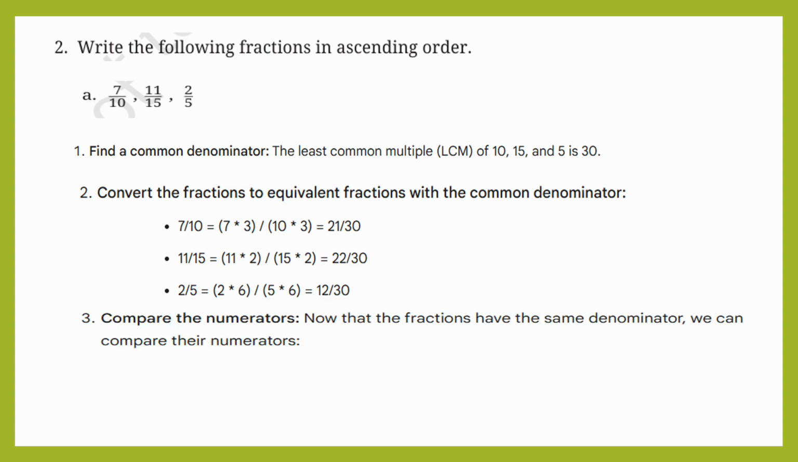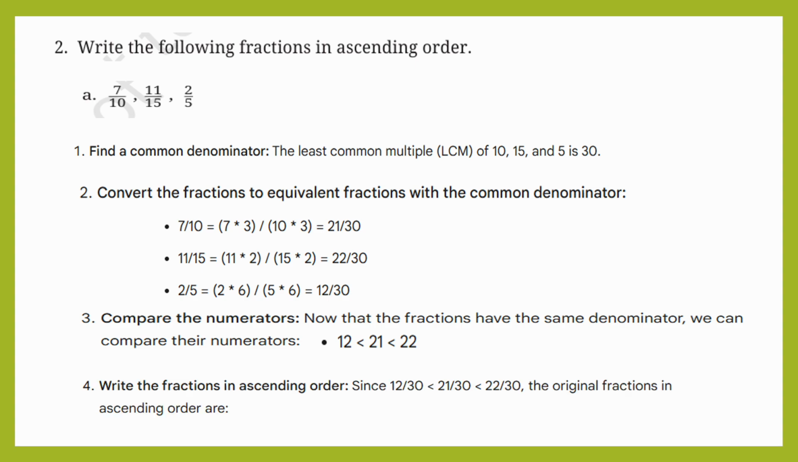Now the denominators are same. Then compare the numerators. Now that the fractions have the same denominator, we can compare the numerators. So 12 is less than 21, which is less than 22. So write the fractions in ascending order. Since 12 by 30 is less than 21 by 30, which is less than 22 by 30, the original fractions in ascending order are 2 by 5, less than 7 by 10, less than 11 by 15.